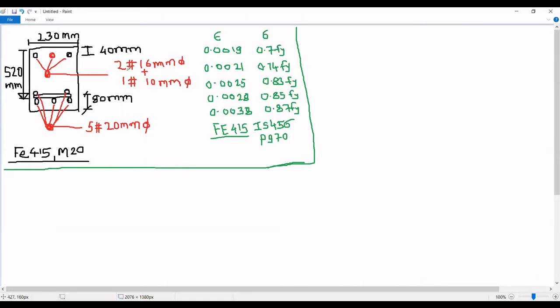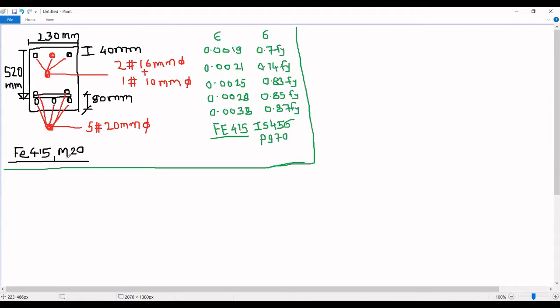We have provided 2 bars of 16 mm phi and 1 bar of 10 mm phi as compression steel and 5 bars of 20 mm phi as tension steel. The grade of steel and concrete that are used are Fe415 and M20 respectively.